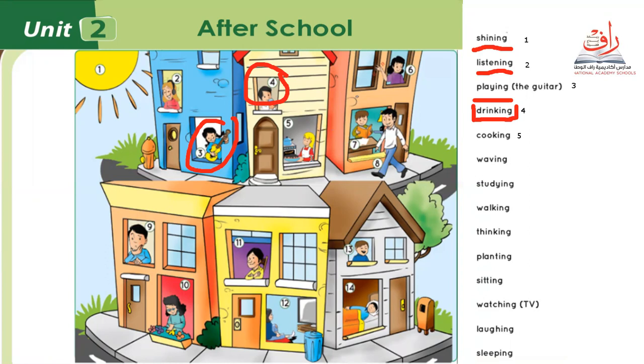Cleaning, writing, walking. No, she is cooking. She is making the food in the kitchen, of course. So she is cooking. This is cooking. All together, let's read. Raise your voice. Cooking, cooking. Excellent, good job. This is cooking.